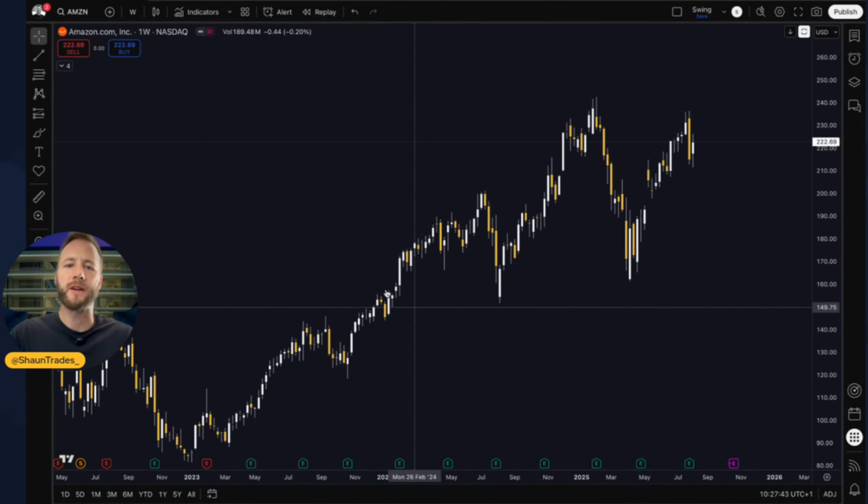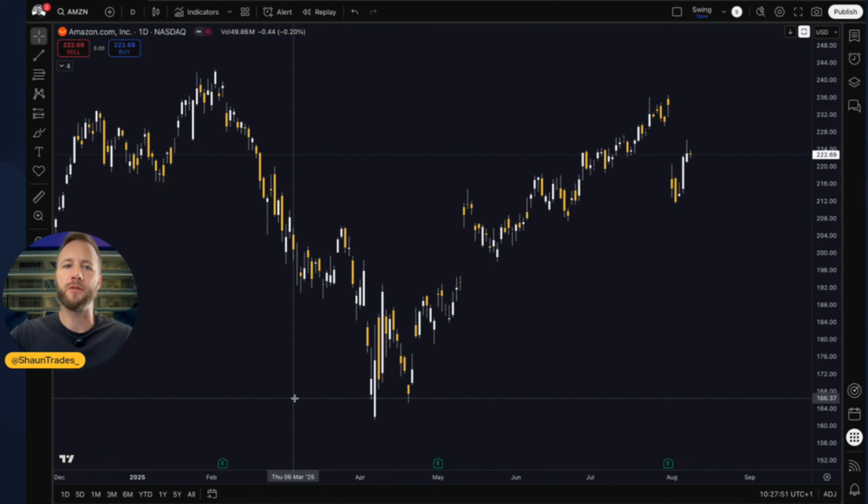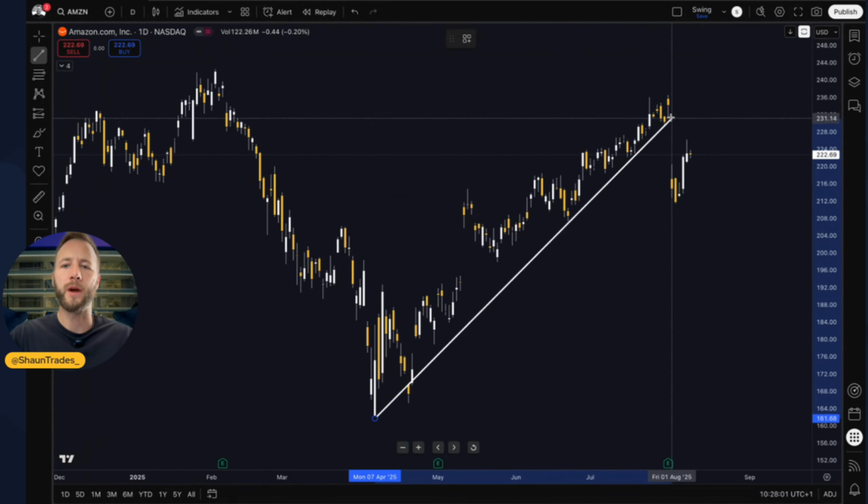We've got Amazon. Very, very simple. Once again, we'll jump back into the daily chart here. And there's one I can see on the screen already. I don't know if you can see it now, but I'm going to give you a couple of seconds to think in your head where I'm going to be drawing this line. And it's very simply here, from the lows all the way to the highs.